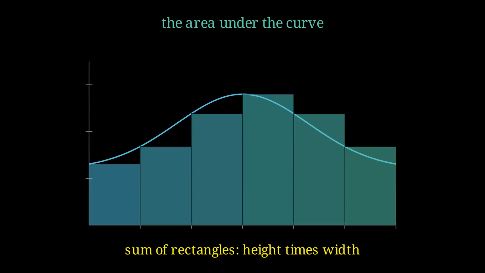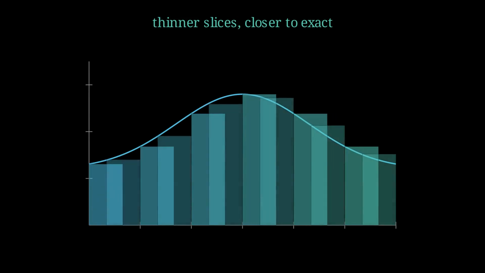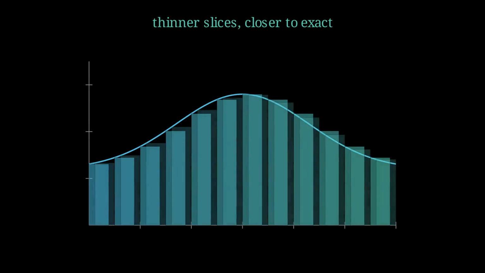Rough because the flat tops overshoot here and undershoot there. Those steps miss quite a bit of the curve. They do, so here is the idea that fixes it, and it is the same idea as before, approaching a limit. Use more rectangles, each one thinner. The steps shrink, and the jagged tops hug the curve more closely. Thinner still and thinner again.